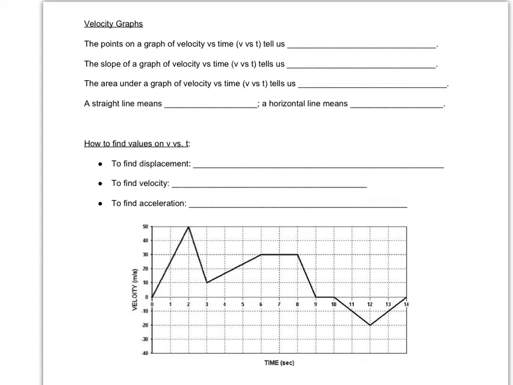All right, looking at velocity graphs, or velocity versus time graphs, there's a number of things that we can determine. First of all, because it's a velocity graph, the points don't tell us where an object is at, it tells us how fast it's going. It tells us the velocity.